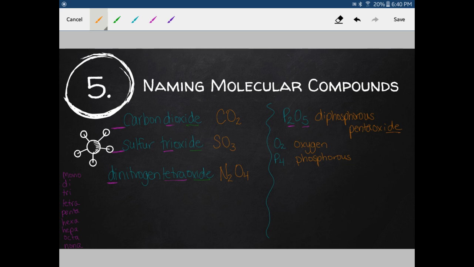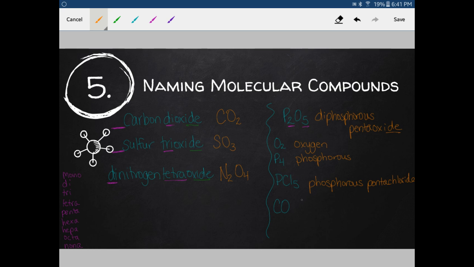Okay, I can go through and I have other examples. Let's take a look at this one. So again, because there's just one phosphorus, I don't need to say monophosphorus. I only need to say mono if it's the second element. So I have phosphorus pentachloride. Okay, or again, one last example.